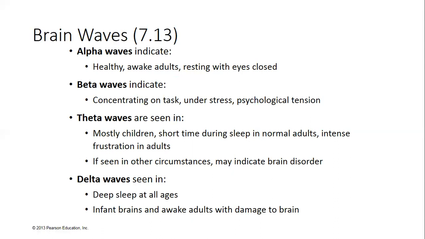Theta waves are mostly active when you're asleep in normal adults, or when there's intense frustration in adults. So sometimes these can be seen active in brain disorders, but for the most part, theta waves are most active during sleep in healthy adults. And then delta waves, we're not quite sure exactly what they do, but it's thought that deep sleep is when delta waves are most active. Awake adults with brain damage, and infants, tend to show high activity in delta waves.